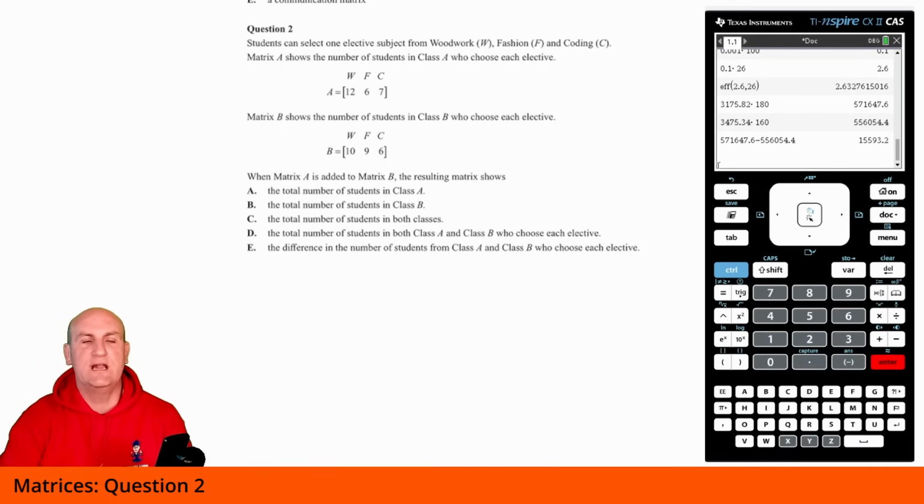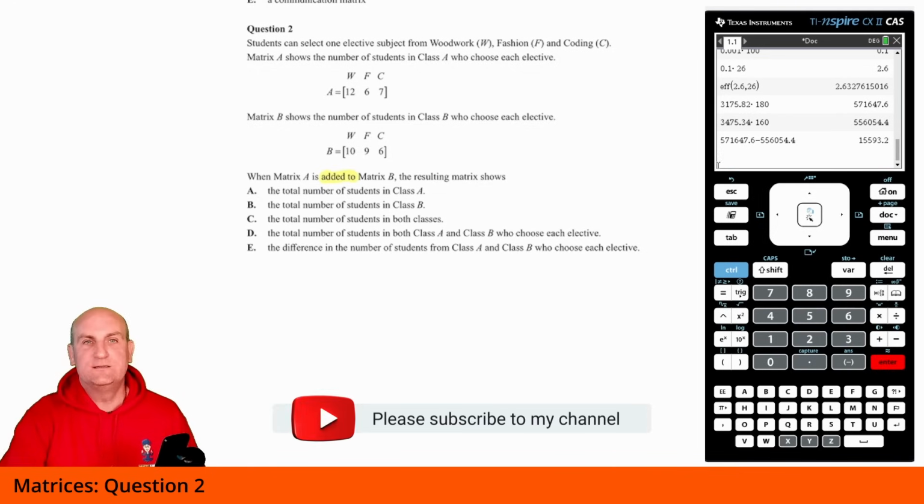Okay, so now moving on to question two. Students can select one elective subject from woodwork, fashion, and coding. Matrix A shows that for class A, matrix B shows the number of students in class B who choose each elective, when matrix A is added to matrix B. Now, a minute ago when I did this question, I thought it was multiplied. I was like, you can't multiply these together. They're not. That's okay. It wants them to be added.